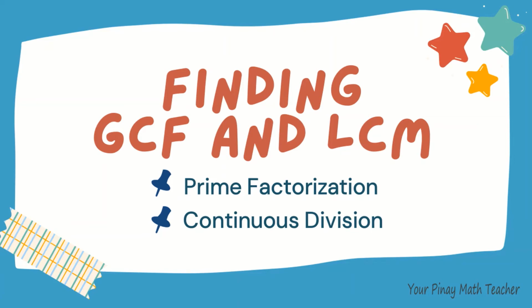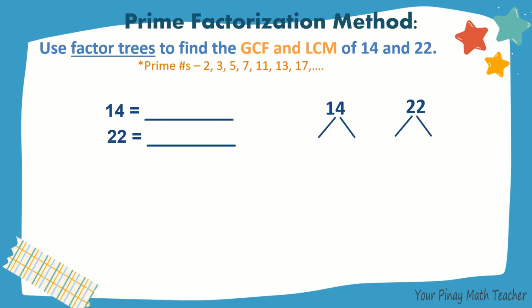How to find the GCF and LCM of two numbers using prime factorization and continuous division methods. For example, use factor trees to find the GCF and LCM of 14 and 22. But before that, let's first remind ourselves of the first few prime numbers. We have 2, 3, 5, 7, 11, 13, 17, and so on.